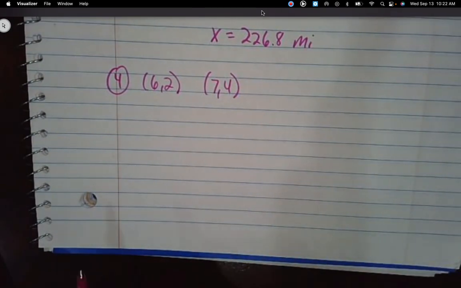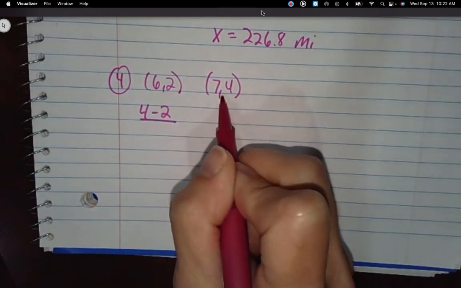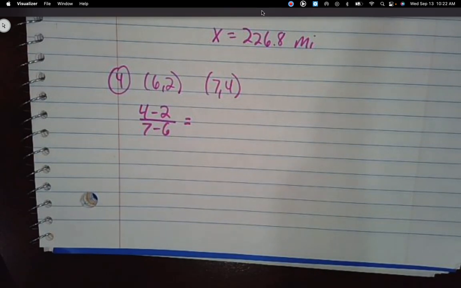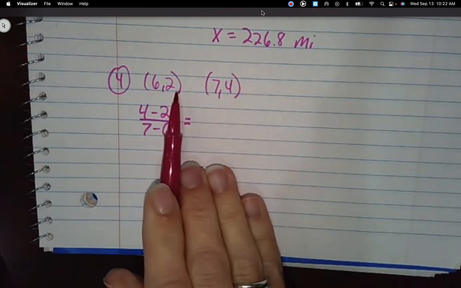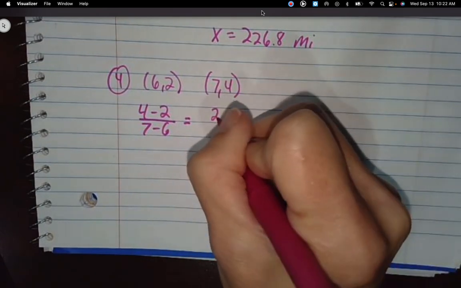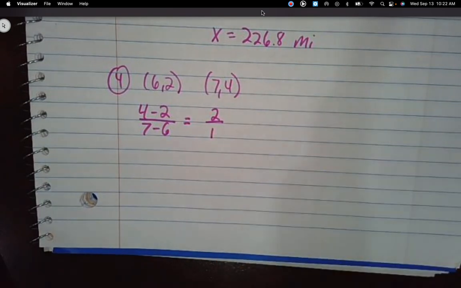Which one do y'all want me to start with? 4? I heard 4 first, so that's what I'm going to go with. And then what? 7. See how you had to start with the same one? Okay, so y minus y, x minus x. So what's 4 minus 2? And what is 7 minus 6? A 1.